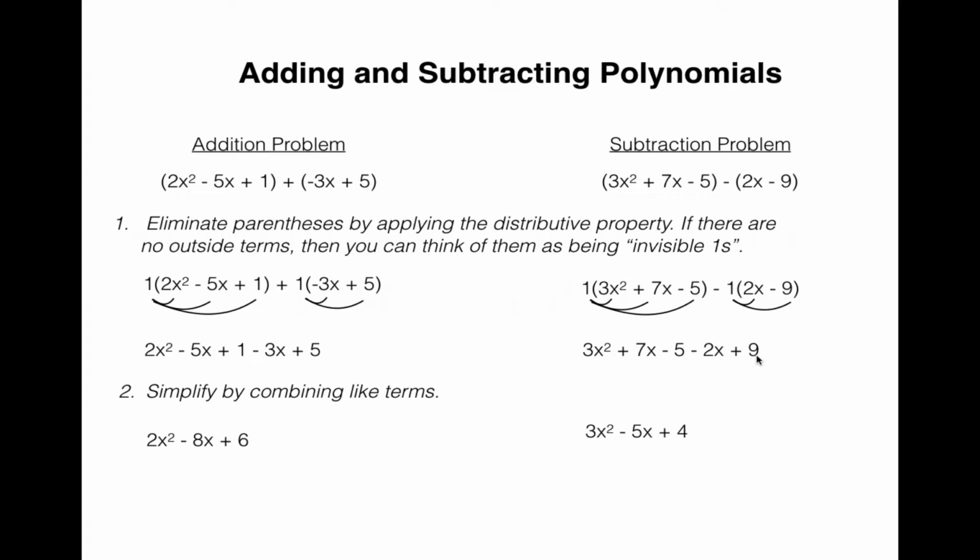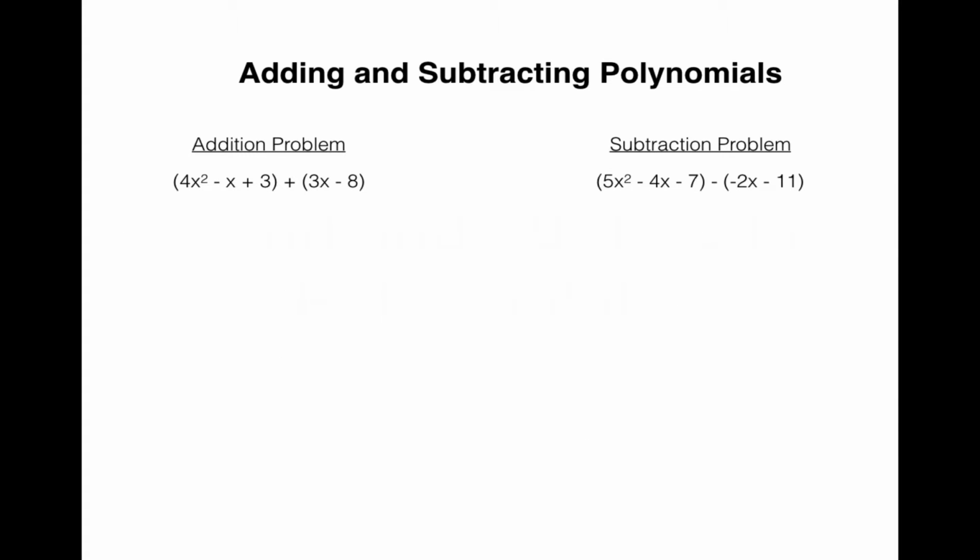Now, once we've gotten rid of parentheses, all of our terms are free to associate with each other. And so we can combine the ones that are alike, giving us 2x squared minus 8x plus 6 and 3x squared minus 5x plus 4. And that's really all there is to adding and subtracting polynomials. So why don't you try on your own, just to remind yourself and to ensure that you remember all this stuff. So pause the video and try these problems now.